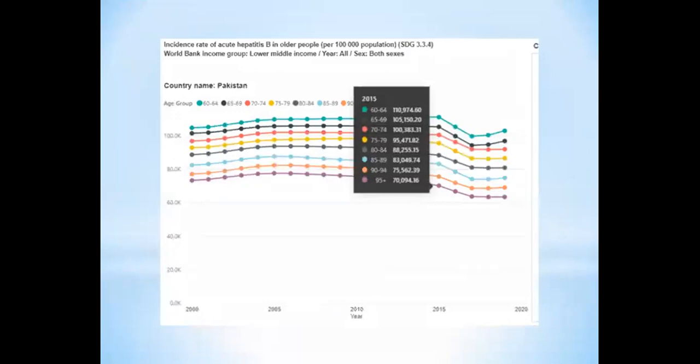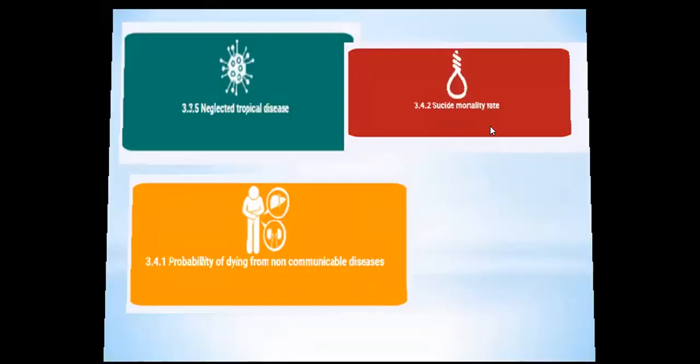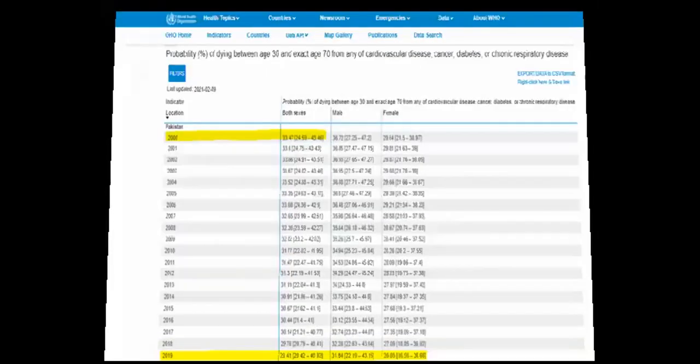Similar incidence rate of acute hepatitis B in older adults: in 2015 it is 110,974 cases, and there is a slight reduction in 2019 data, with 102,808 new cases of hepatitis B. Neglected tropical disease, reported number of interventions in 25 to 34 is 450, a slight reduction.